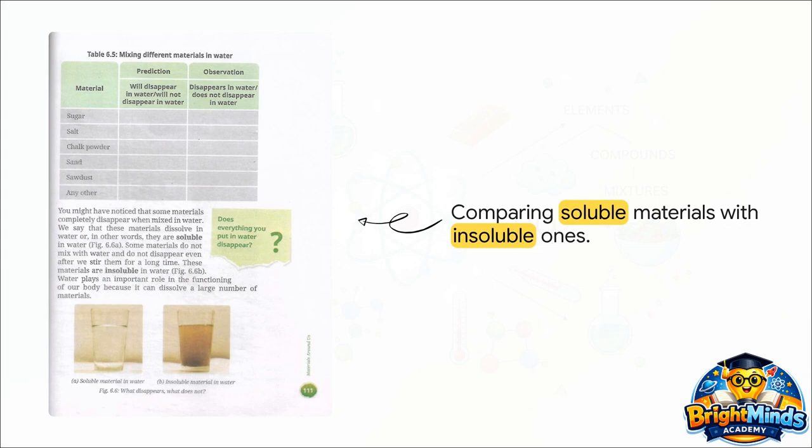In the first tumbler, the sugar has totally vanished into the water. We call this material soluble. It is completely dissolved. But in the second tumbler, no matter how long or how hard you stir, that sand remains stubbornly sitting right at the bottom. It just doesn't mix. We classify this material as insoluble. Water is uniquely powerful because it can dissolve such a massive variety of materials. That's precisely why it is so essential to the functioning of our own human bodies.